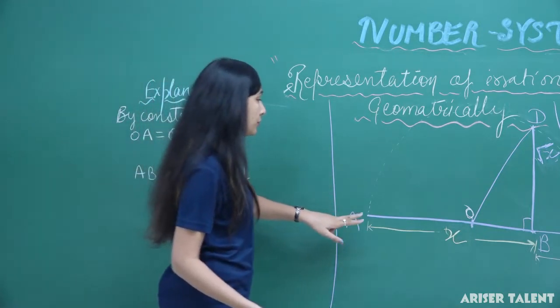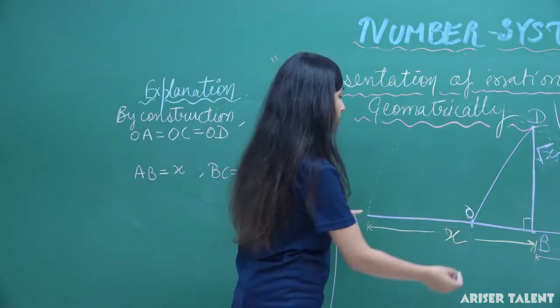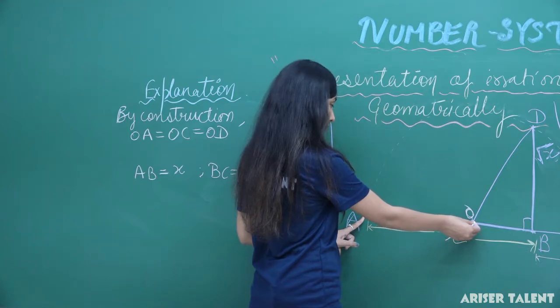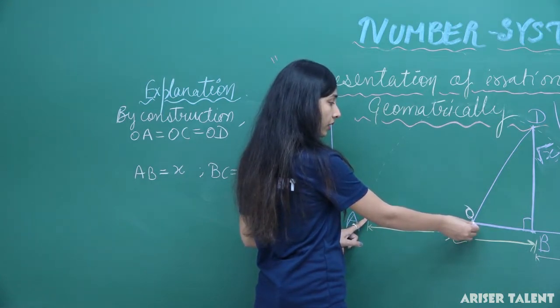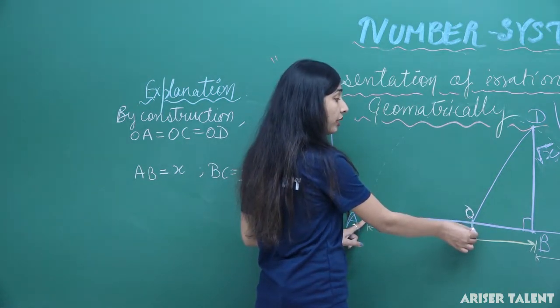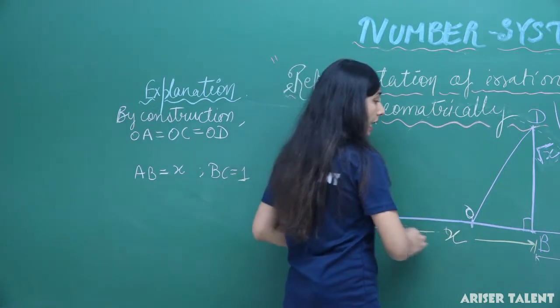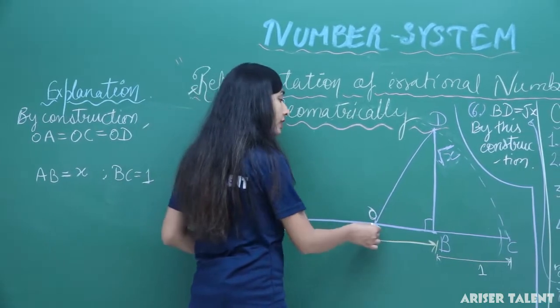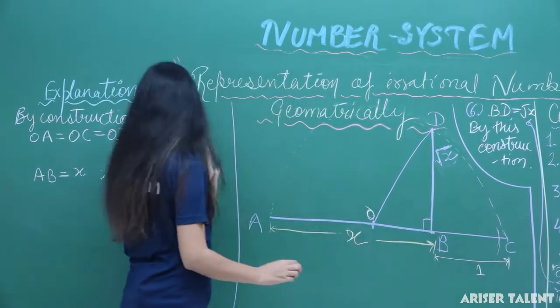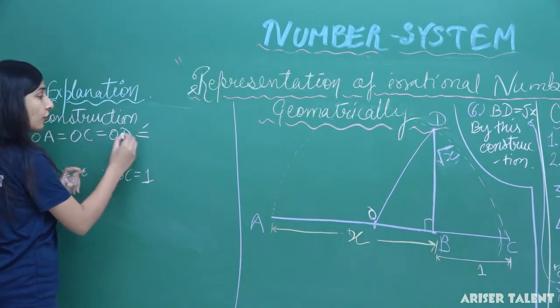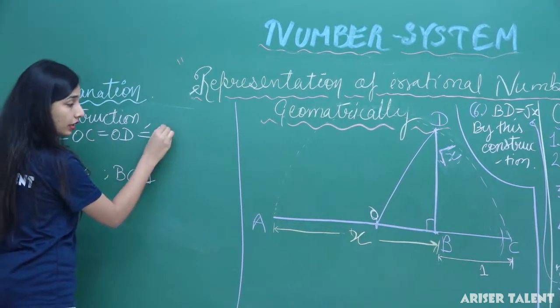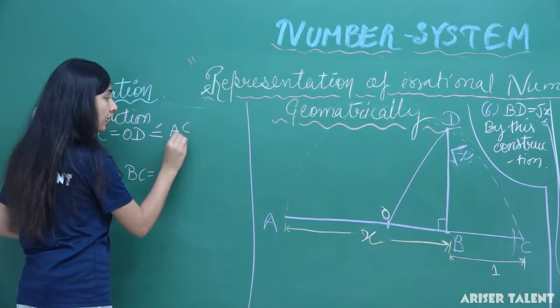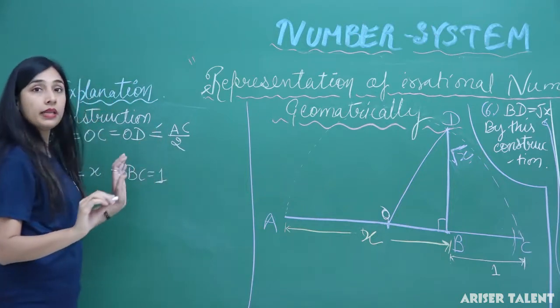So, I am approaching this OA. Now, this OA will be what? Half of the complete length AC. That means OA is half of the complete length AC. So, that will be true for all these three. That will be AC by 2 simply.